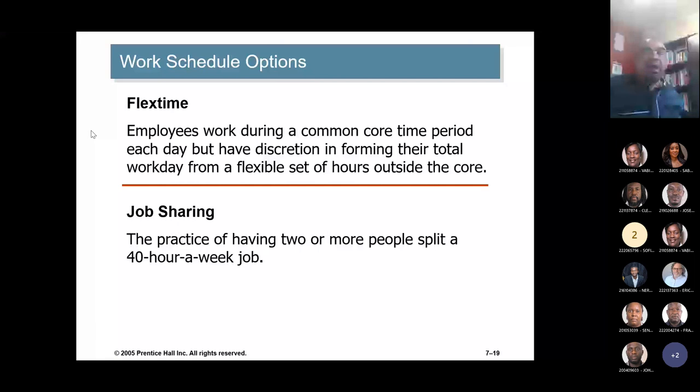And of course, we have job sharing, which is a new dynamic that has surfaced within the workplace. It is the practice of having two or more people split a 40-hour a week job. We are seeing job sharing more in the United States of America, where husband and wife share a job. The husband goes in the morning, and in the afternoon the wife goes, while the other looks after the children.